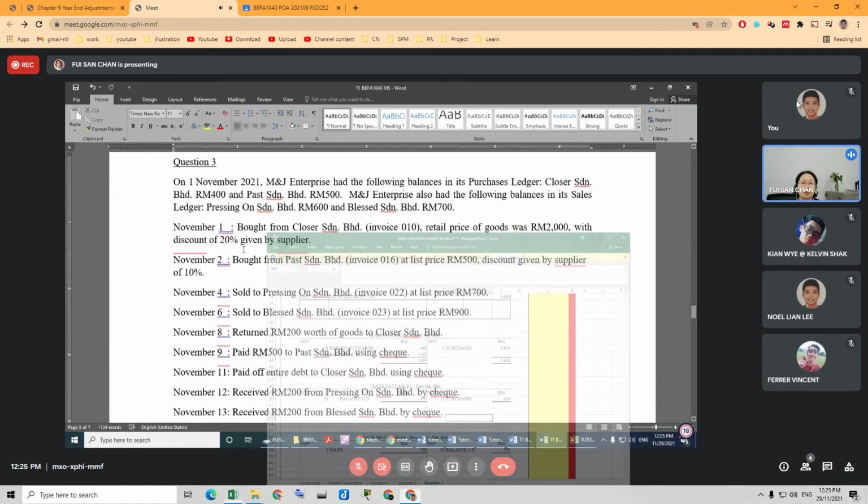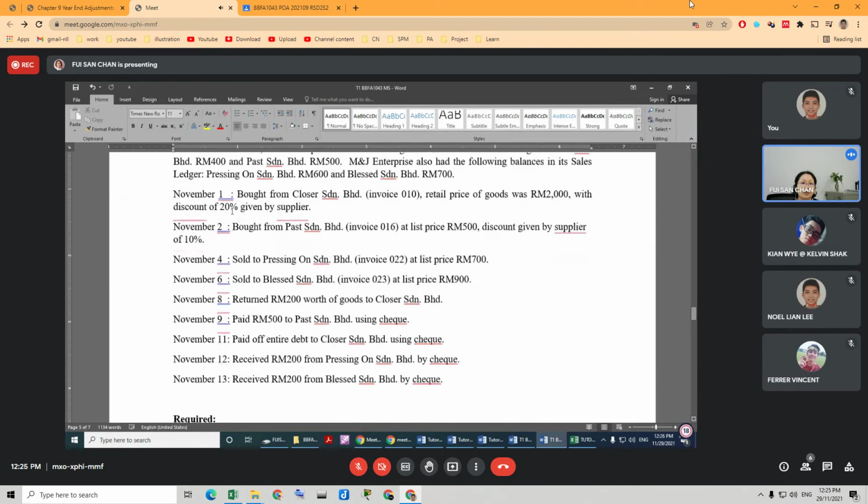Okay, and then you start with November 1st. Then you start to do the recording now. November 1st we bought from Closer. This is the invoice number. How much is the price? 2,000 with discount, isn't it? So you do the recording now.